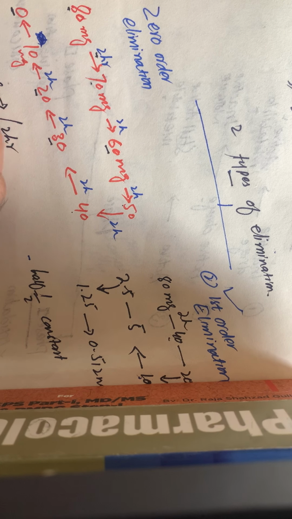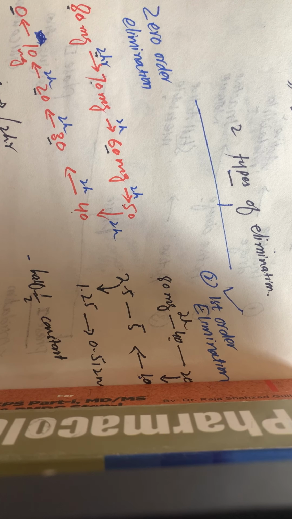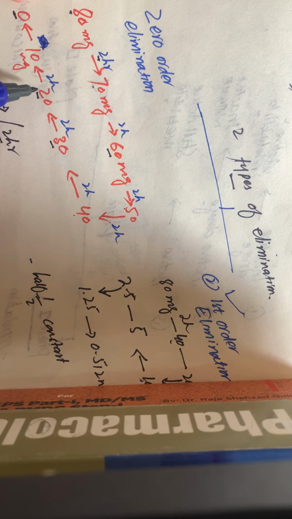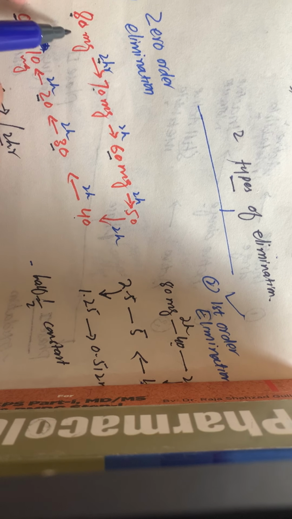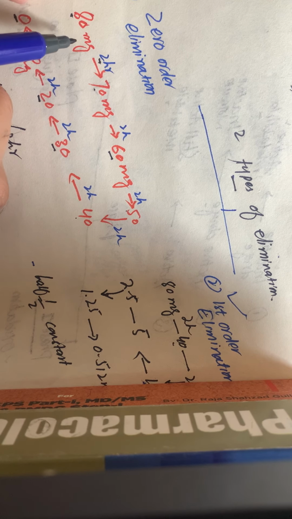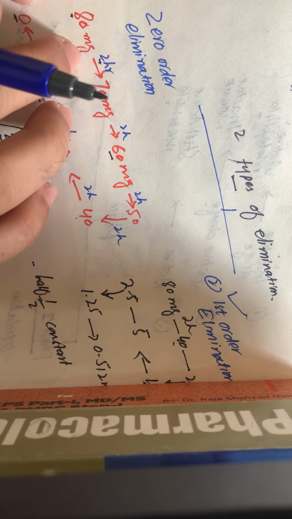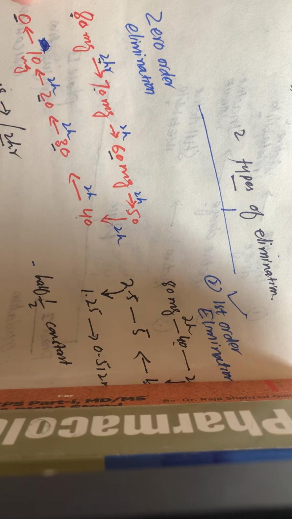In zero order elimination, in this type of drug elimination, a constant amount of a drug is eliminated per unit time. So a constant amount of a drug is eliminated per unit time. I have given you an example. In this example, we have taken 80 mg of a drug, and after 2 hours this 80 mg becomes 70. So it means that 10 mg has been eliminated in 2 hours.